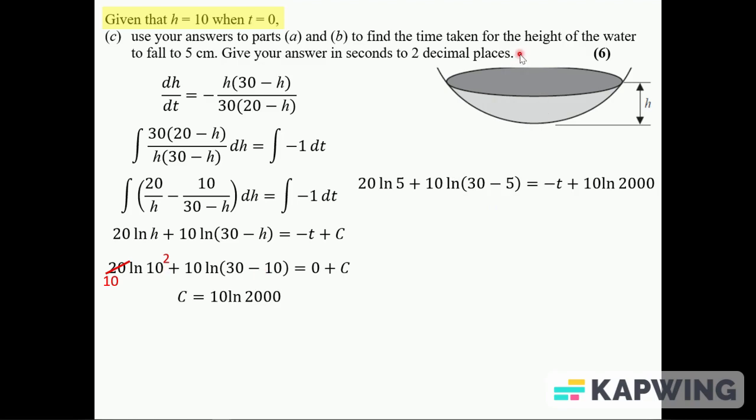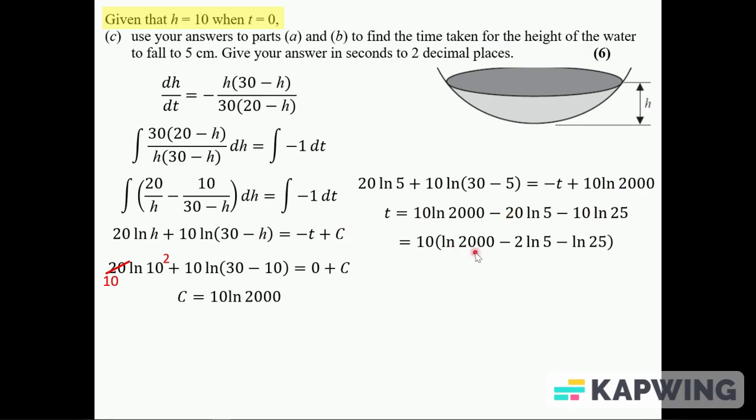And then I want the time it takes for the height of the water to fall to 5. So I put h is equal to 5 into here with the plus c. I get this, and you could stick it in the calculator then if you wanted to. I've simplified it a little bit. I took a 10 out as a factor. I've got ln 2000. I've got 2 ln 5, which I could write as ln 5 squared. So this bracket is ln of 2000 divided by 25, which is actually 16 over 5. And when you stick that in the calculator, you get 11.6.